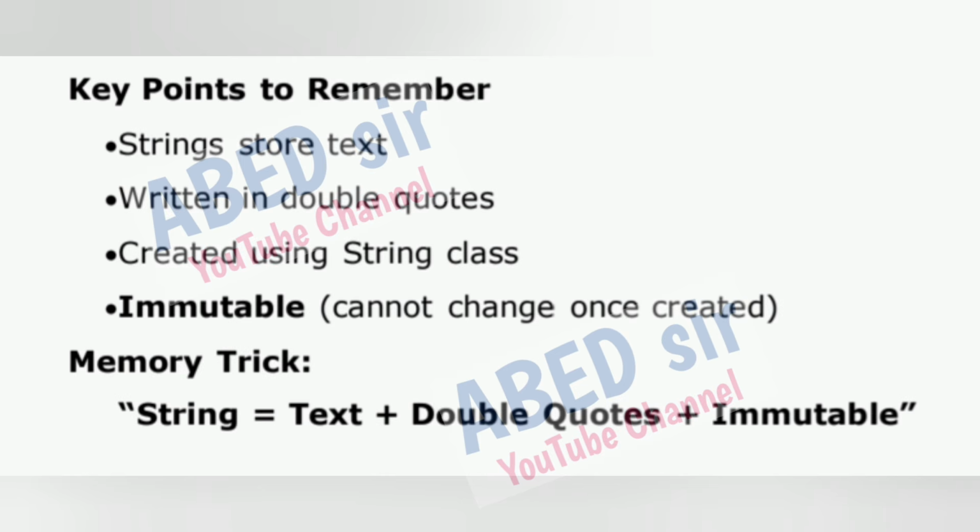Key points to remember. Strings store text. Written in double quotes. Created using the String class. Immutable, cannot change once created. Memory trick: String = text + double quotes + immutable.